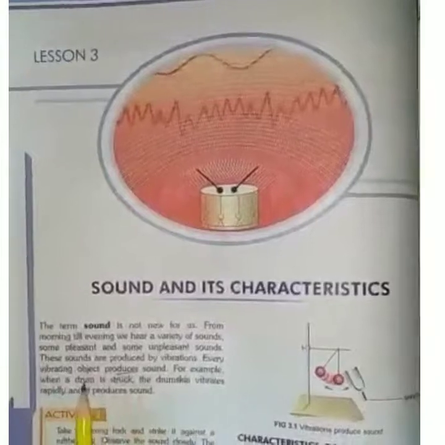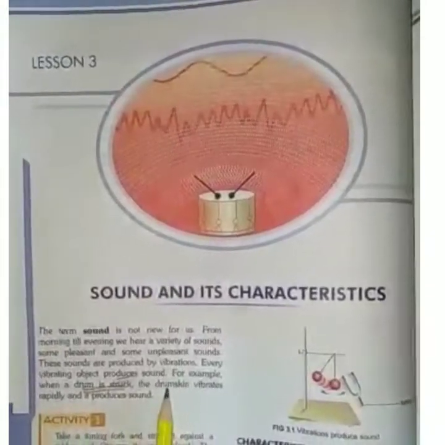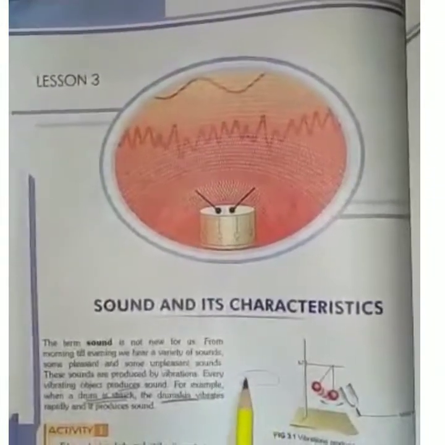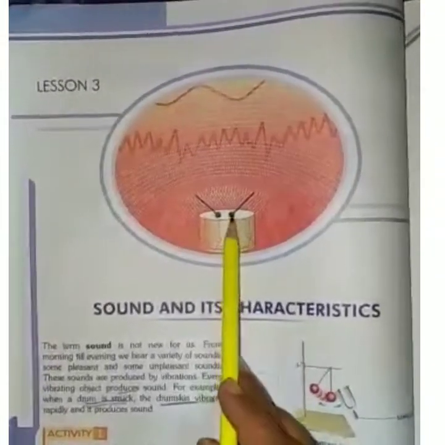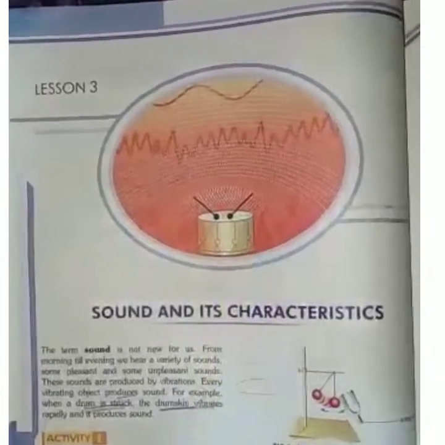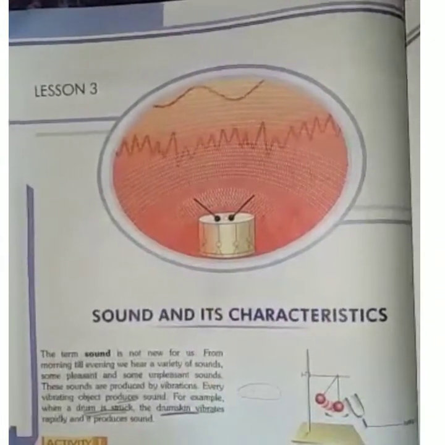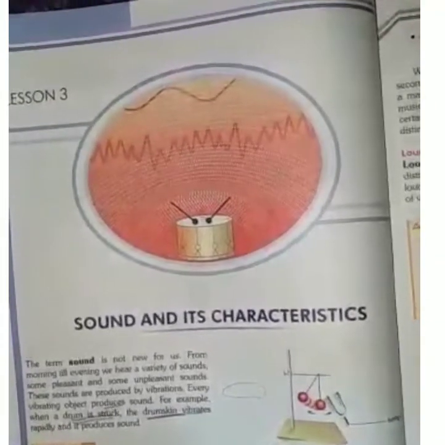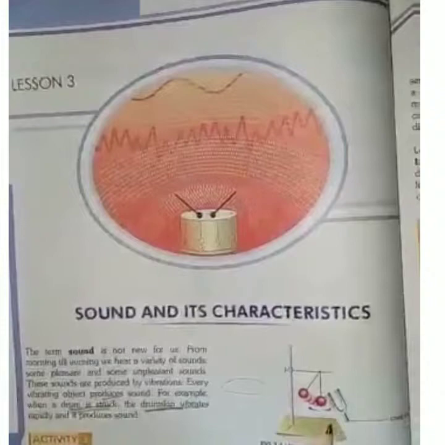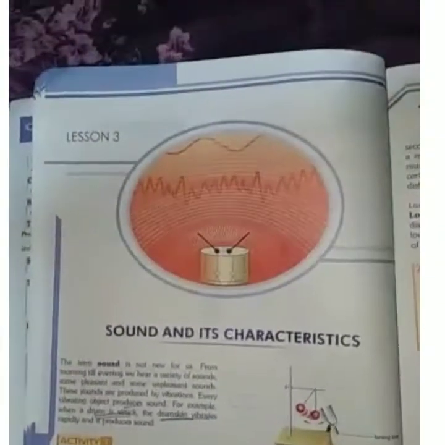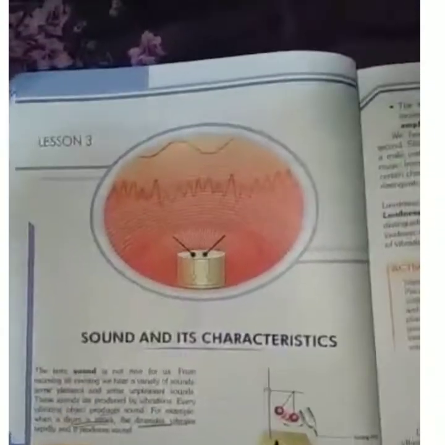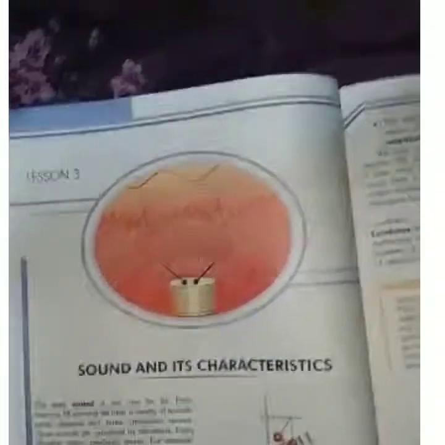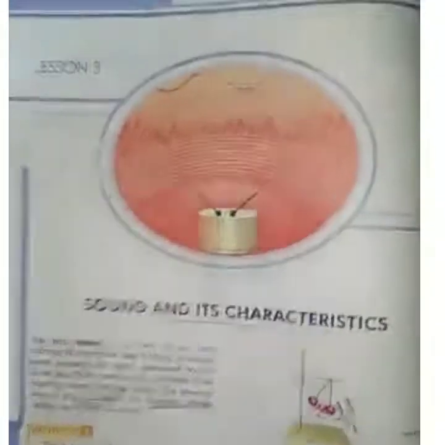For example, when a drum is struck, the drum skin vibrates. The skin that is over the drum vibrates. You can see over here, this is the drum skin, and the sound is produced. Here you can see that you take a tuning fork and strike it against the rubber pad. What will happen? A very faint sound will be given out, but there will be a sound, because there is a vibration of the fork.